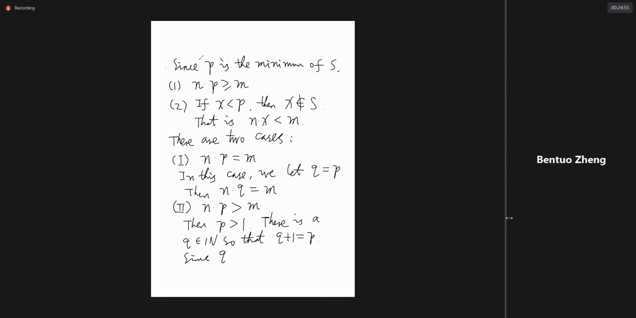Now, since Q is less than P in this case, we know that Q is not in S, because P is the minimum of S. Any number which is less than P is not in S. So this is the second property here. And we have also N times Q is less than M. This just uses the second property.